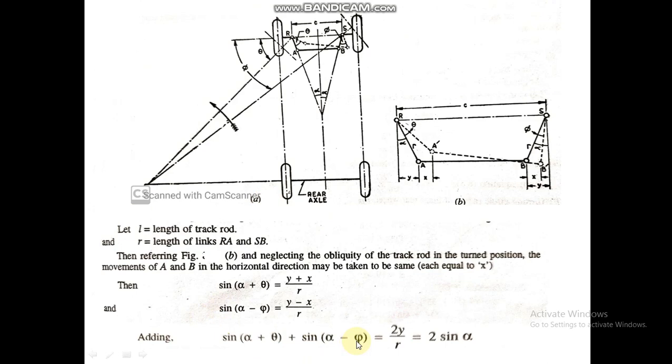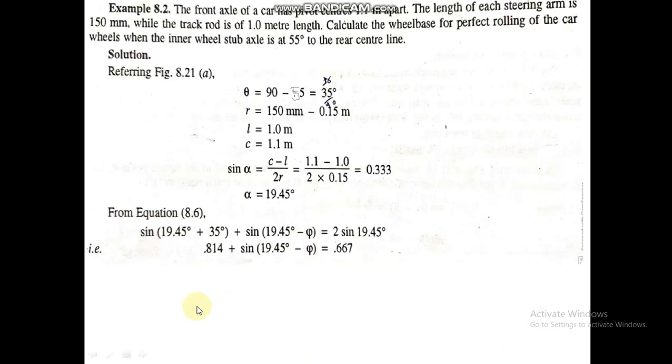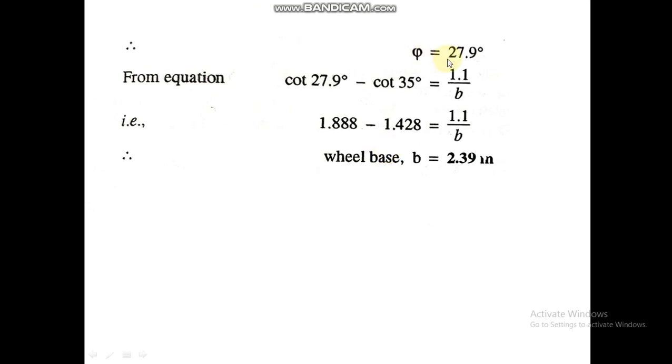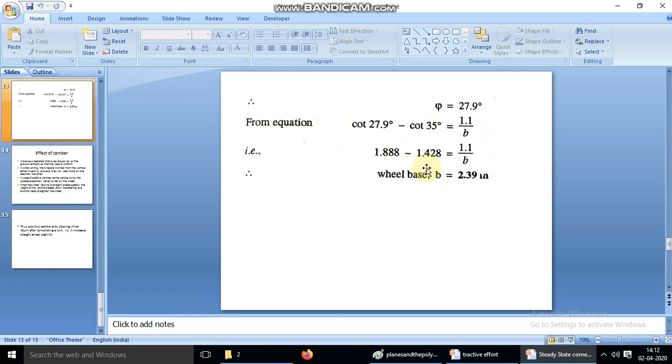So apply the relation sine(alpha plus theta) plus sine(alpha minus phi) is equal to 2 sine alpha. From this relation you can get phi, and when we put the phi value in cot phi minus cot theta is equal to C upon B, you can easily calculate wheelbase. Okay, so this completes this numerical.